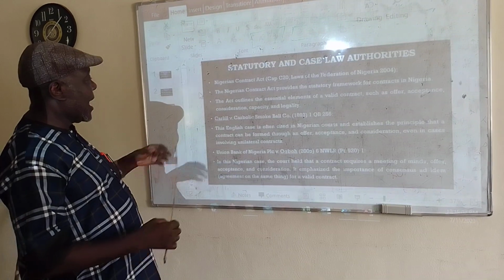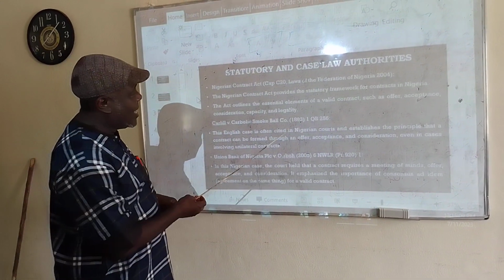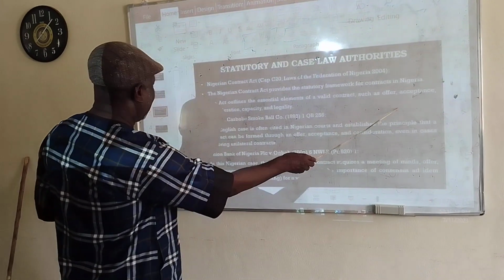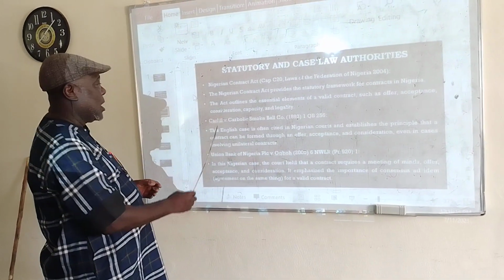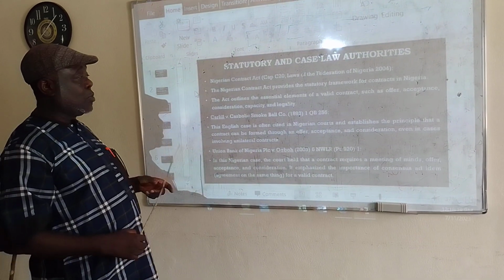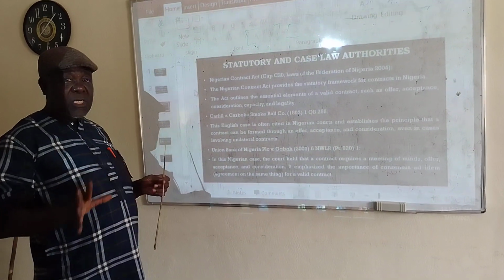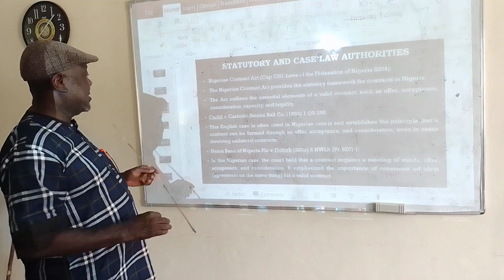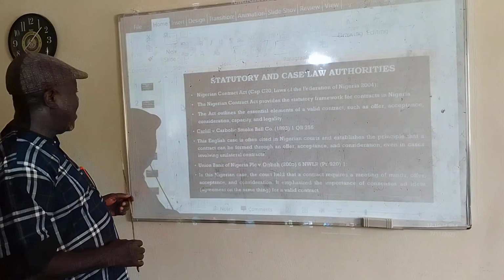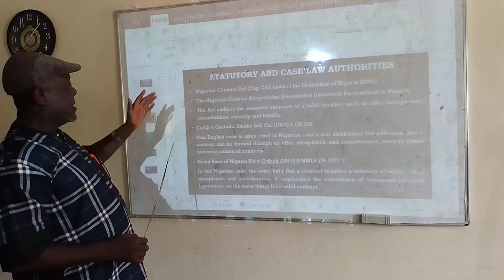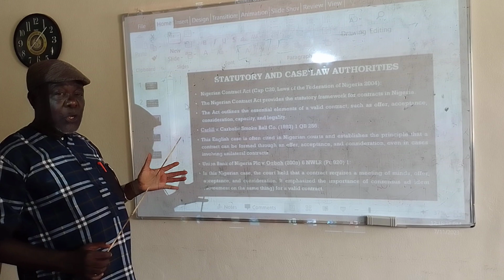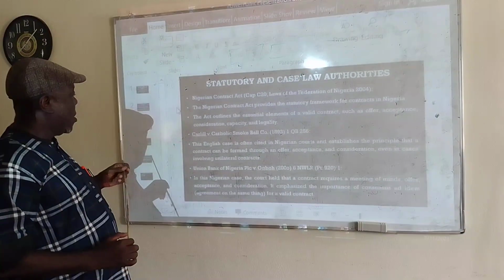Now, the Act also outlines the essential elements of a valid contract, such as offer, acceptance, consideration, capacity, and legality. These are elements of a valid contract which we shall look at in more detail as the course progresses. But then, in the Act, it outlines such elements. Now, basically, that is the statutory authority for the definition we have given for the law of contract.